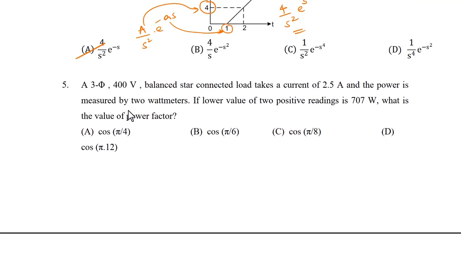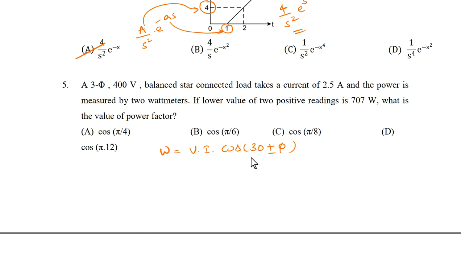Next one. A three-phase 400 volts balanced star connected load takes a current of 2.5 amperes and the power factor is measured by the two wattmeter method. If the lower value of the two positive readings is 707 watts, what will be the power factor? So we know the formula for the wattmeter readings: W is equal to V I cos of 30 plus or minus phi. Let it be W here.